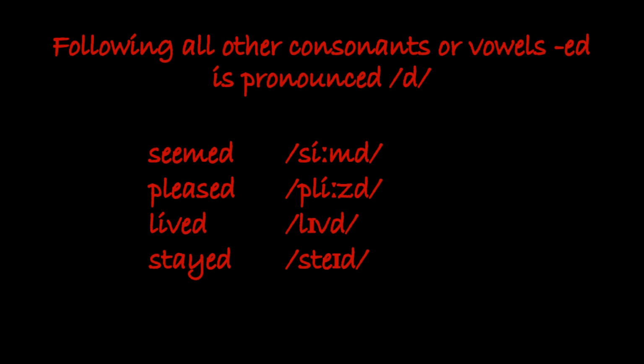And finally, following all of the other consonants, so those voiced consonants like a g, for example, and also following vowels, that ed is pronounced as a d. So seem, seemed, please, pleased, live, lived, stay, stayed. So to run through those again, seemed, pleased, lived, stayed. And again, you'll notice not an ed in sight, it's just a d.